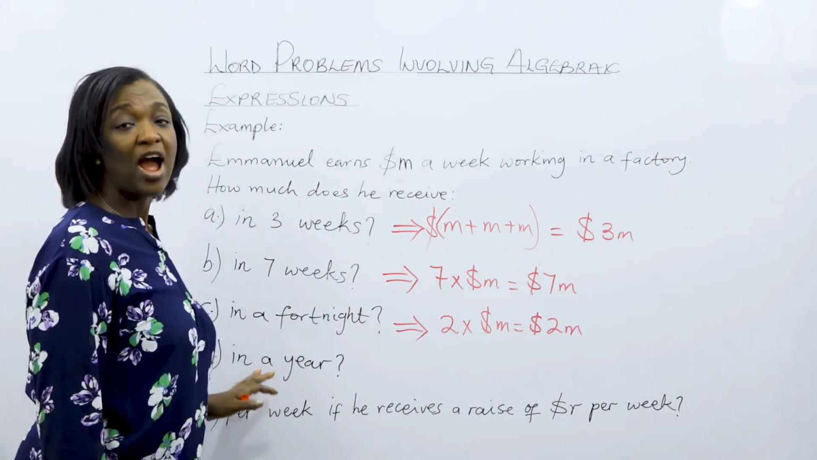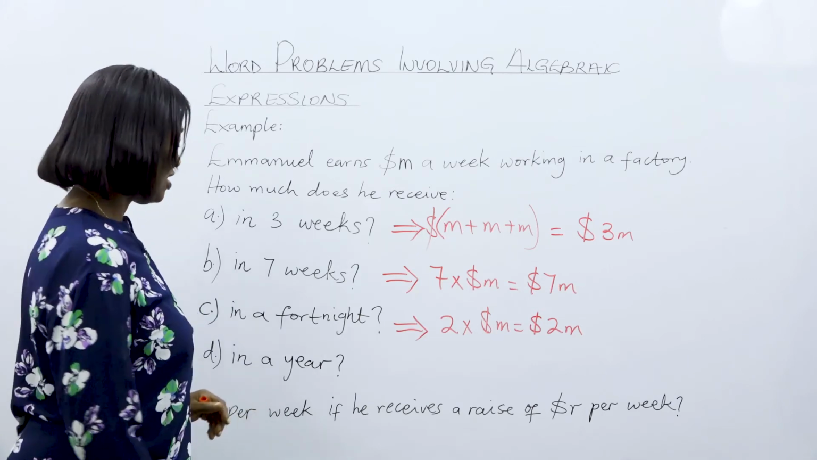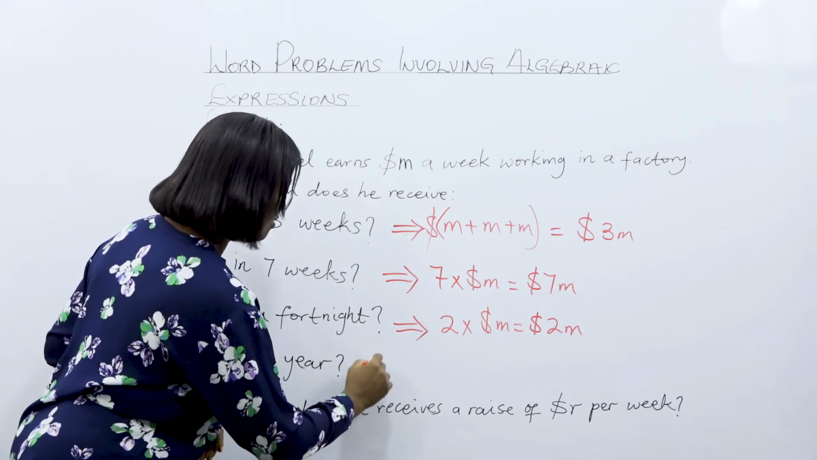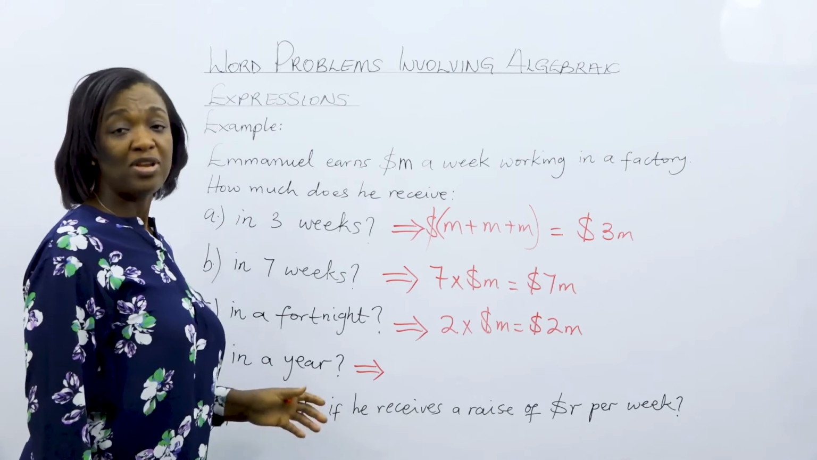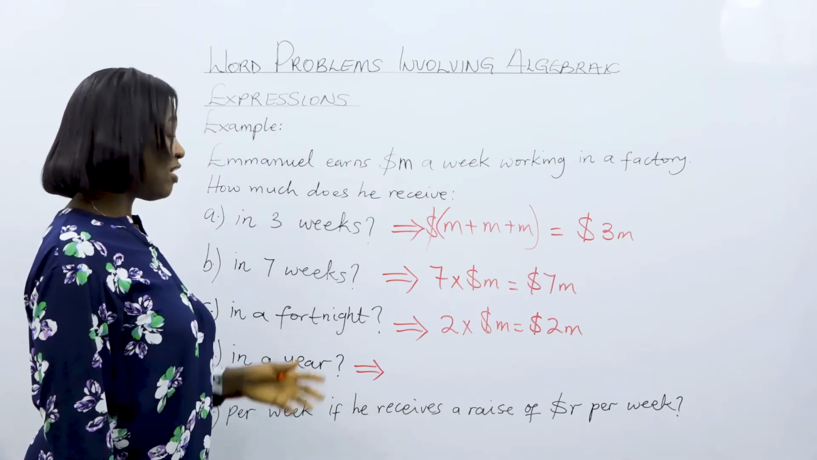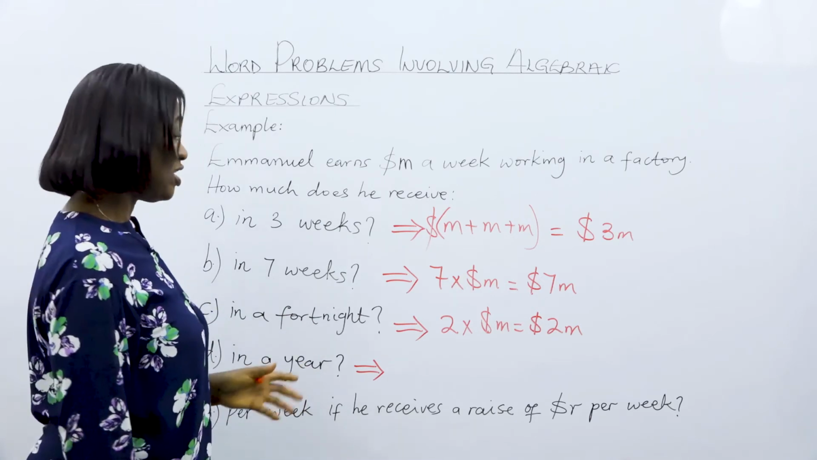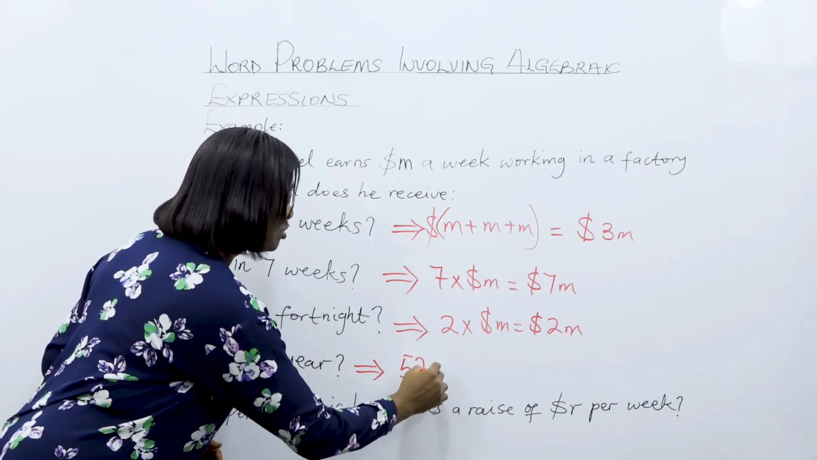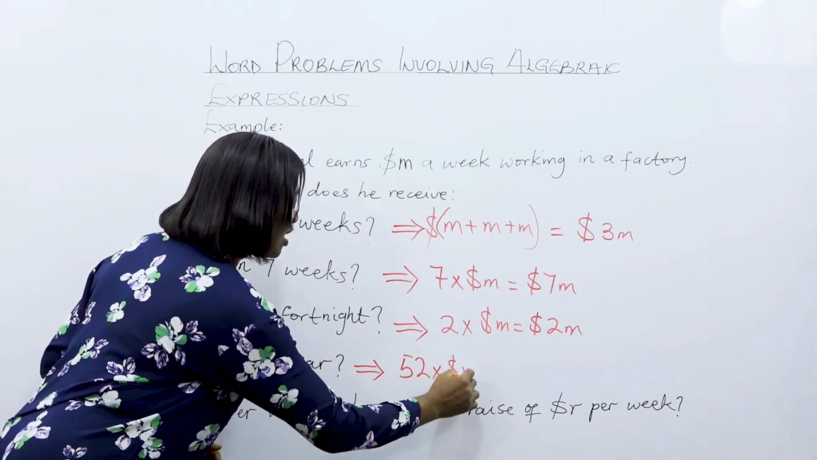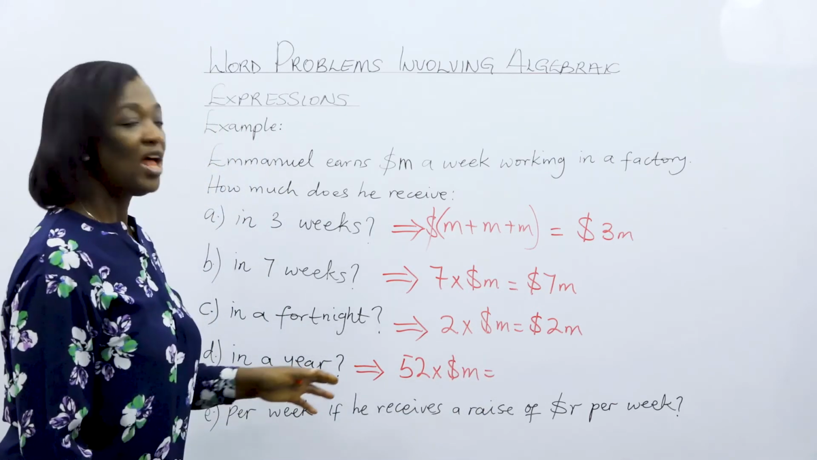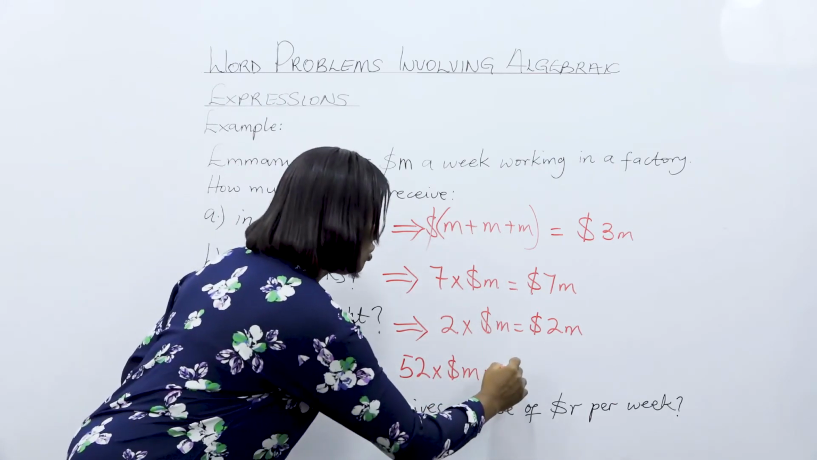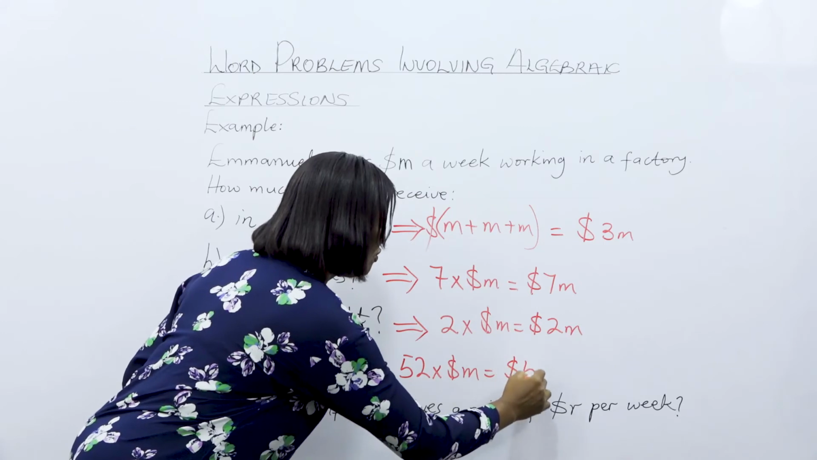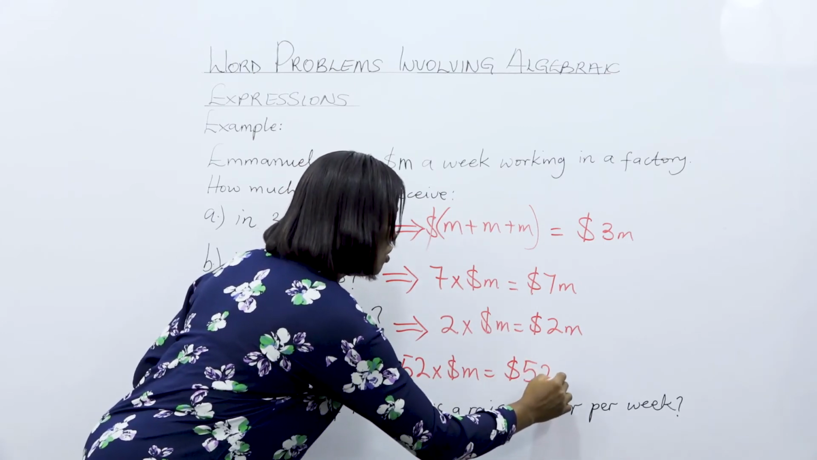In a year, how much would he earn? First, you need to know how many weeks are in a year. There are 52 weeks in a year. So we have 52 times $M, and that will be equal to $52M.